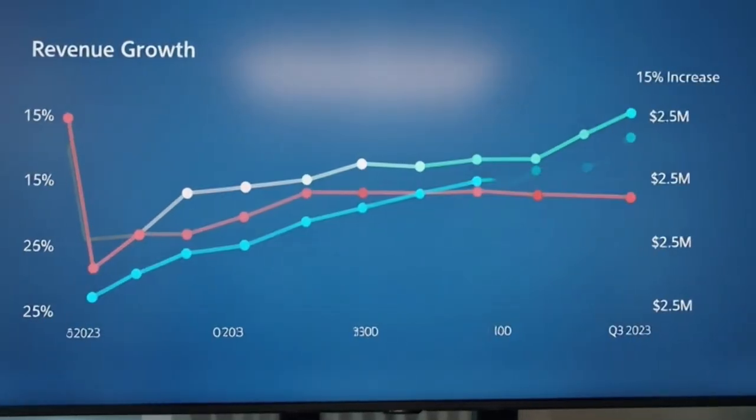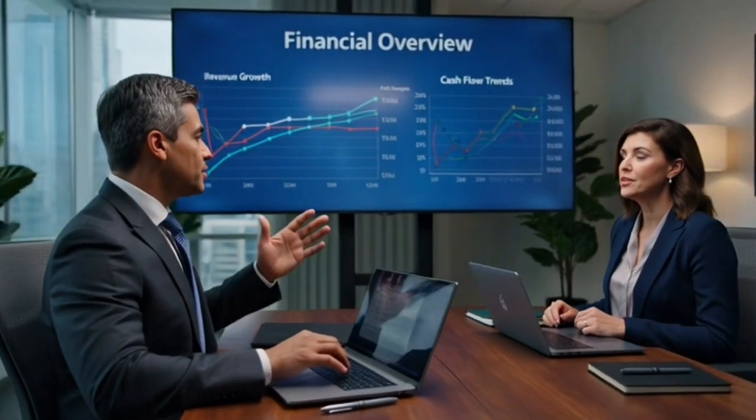These reports show a 15% revenue increase. We need to reinvest in marketing. The margins are solid, but let's check cash flow. Cash flow is positive, but operating adjust the budget.